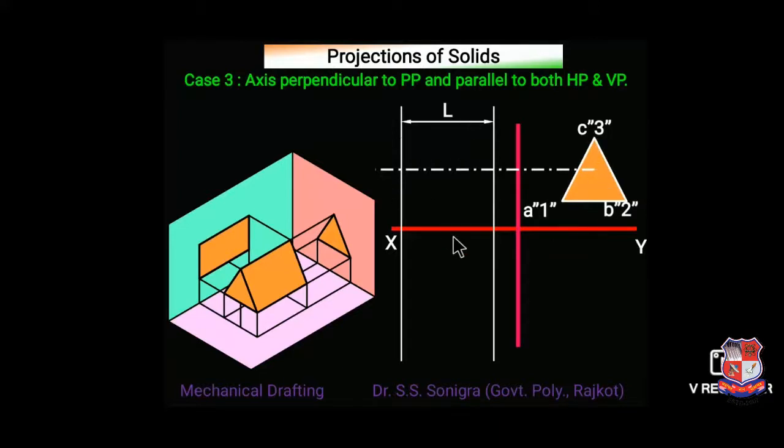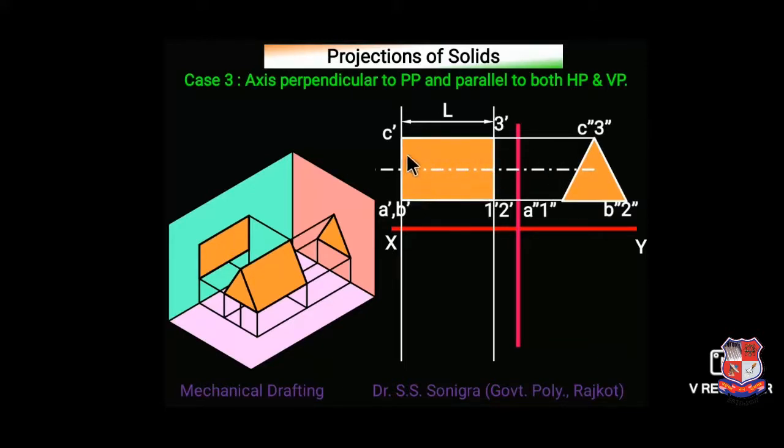Mark its center line or axis, and from this base draw a horizontal line. This is a projection line. So this is the front view. Name the points. This rectangle is the front view. If you're looking from here, it will appear like this.